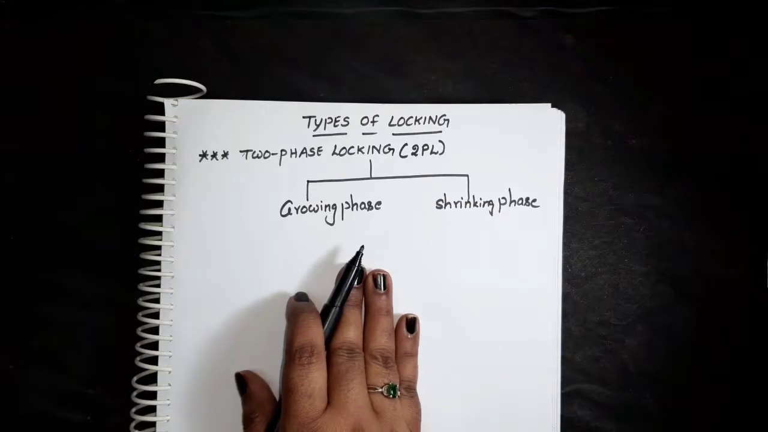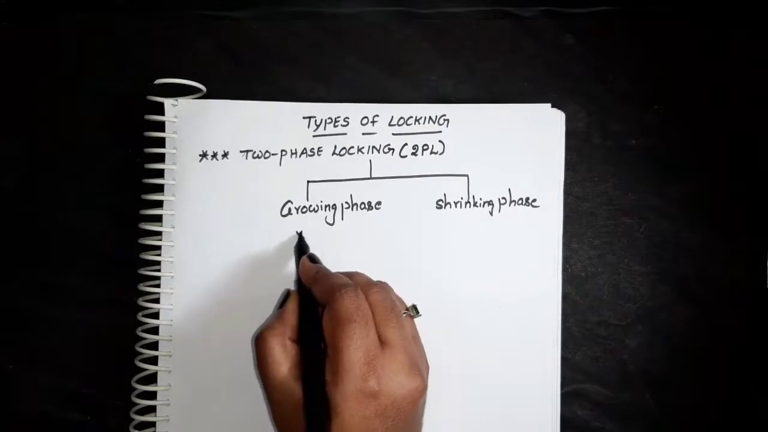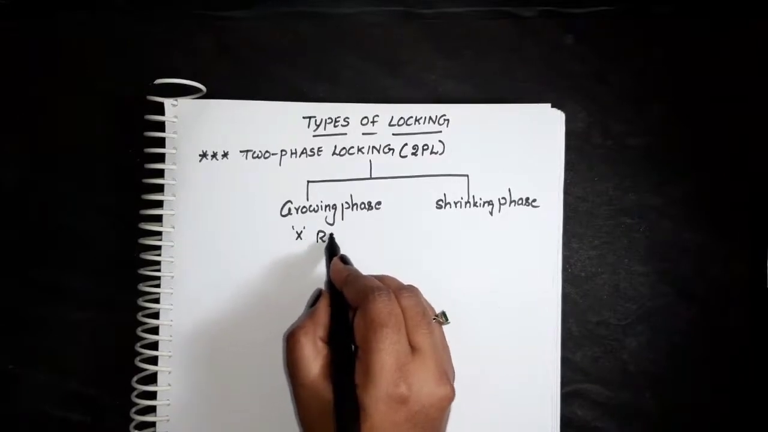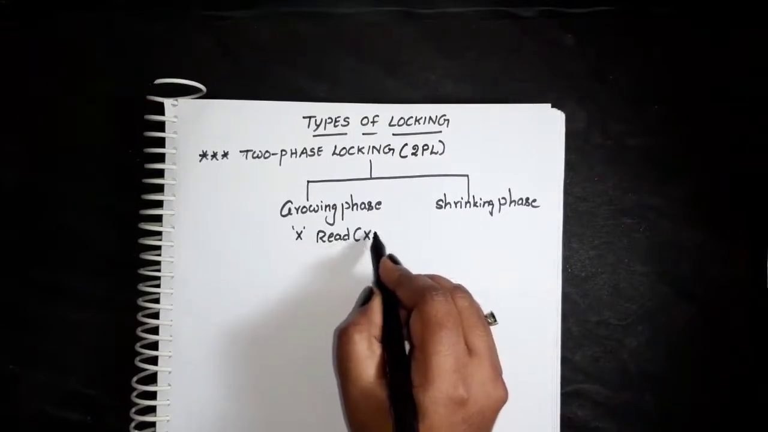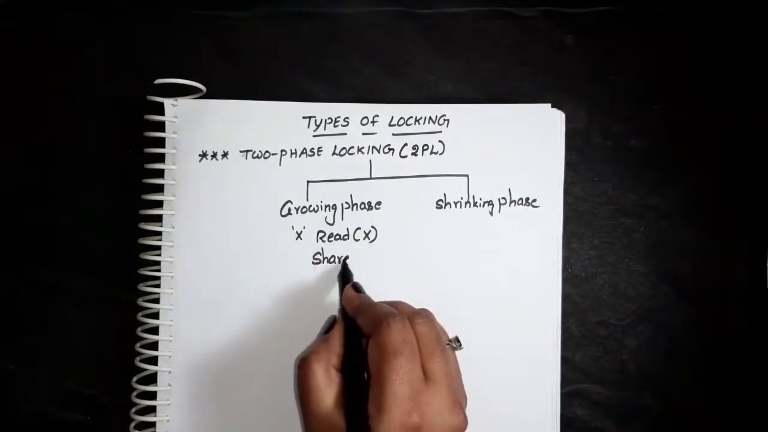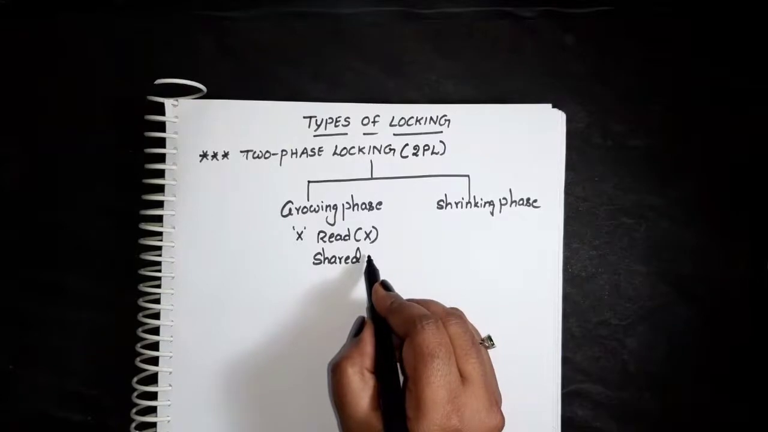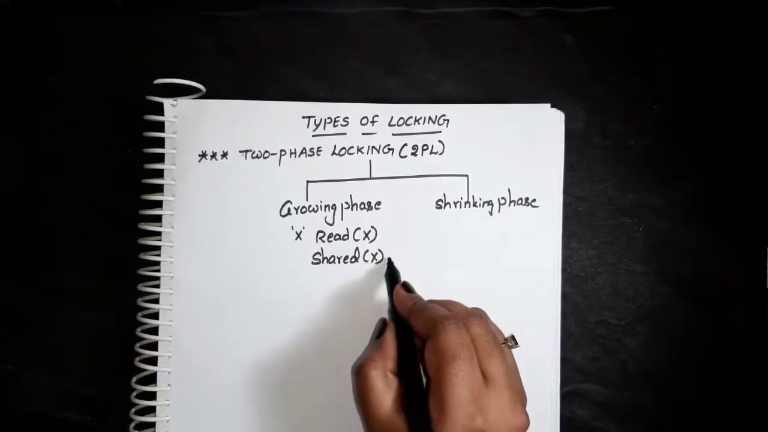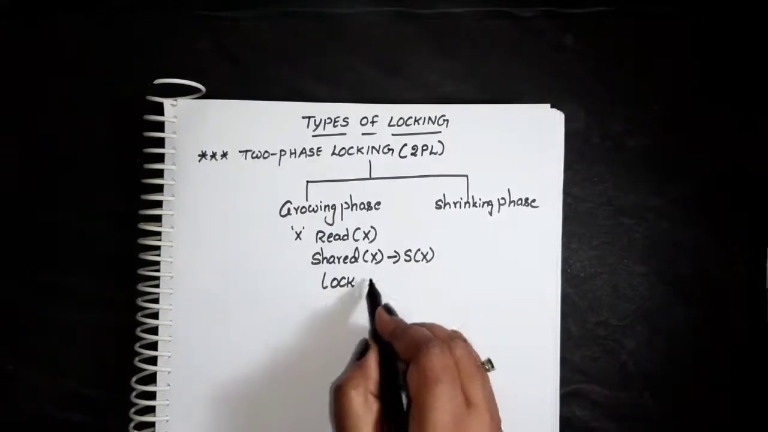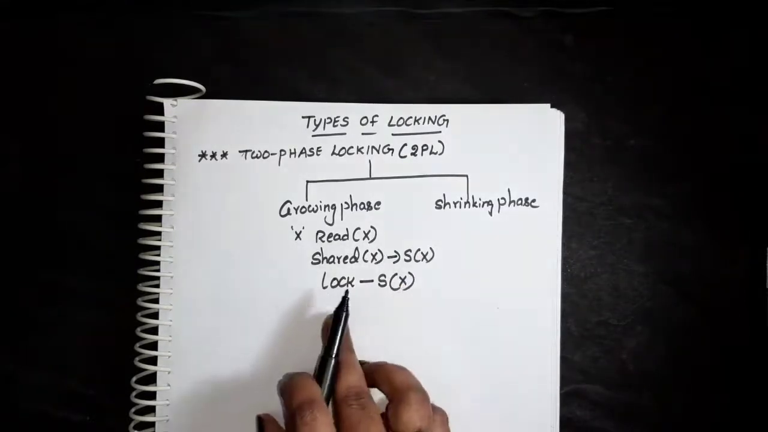You cannot unlock. That is what we call the growing phase. For example, if X is a data item and you are going to execute the read operation, you write read of X. In order to execute the read operation, which lock do we place? The type of lock is the shared lock, on the data item X, written as S of X. So you can place the shared lock on data item X. Likewise, you continue placing locks.